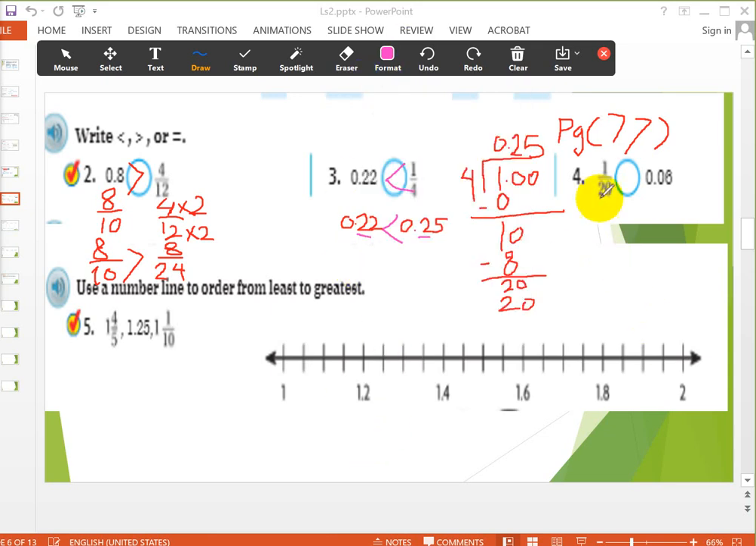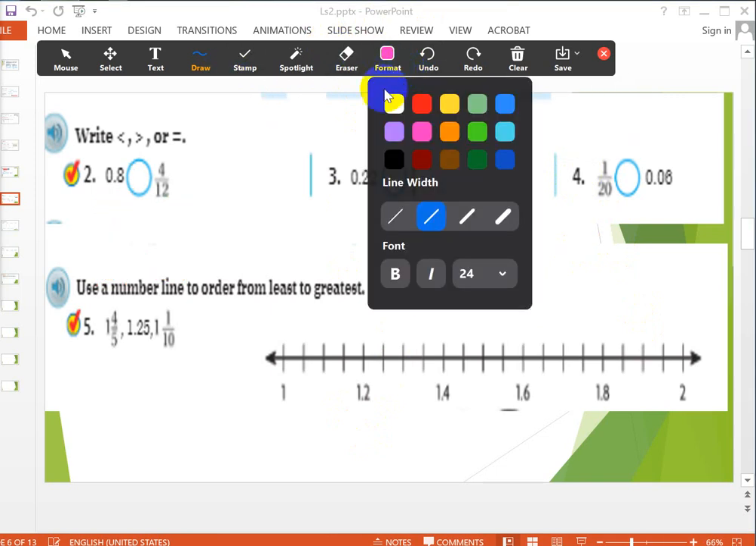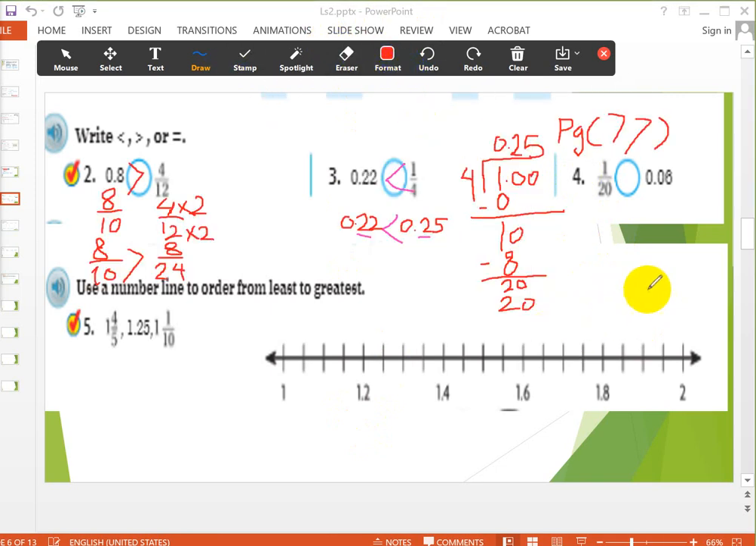Now let's move to exercise number 4. In exercise number 4, I have here 1 over 20 and 0.06 hundredths. Okay? Also, I have to make the numbers in the same form. That's mean I have to write both numbers as a fraction or both numbers as a decimal. Okay? Let's write this number as a fraction.